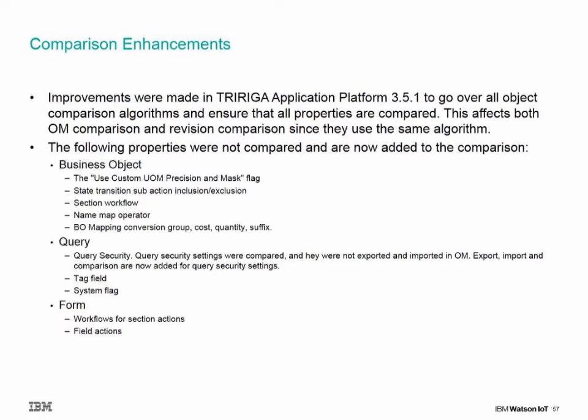This slide discusses comparison enhancements made to Platform 3.5.1. There was a focus in 3.5.1 to ensure all properties of an object are appropriately compared. We just wanted to make sure that the existing comparison tools were actually returning a complete list of comparison results for all the properties on these objects. And then this slide details the specific properties that are now compared but weren't compared in previous platform releases.